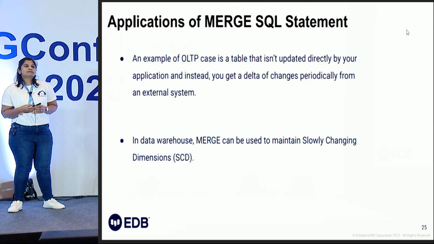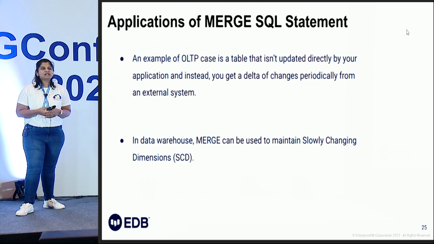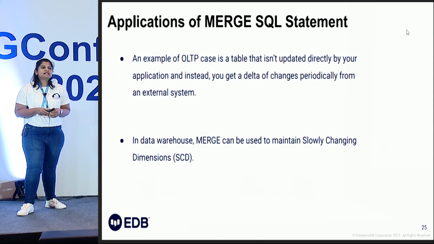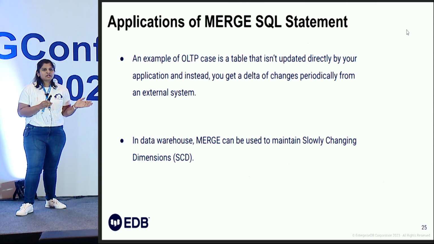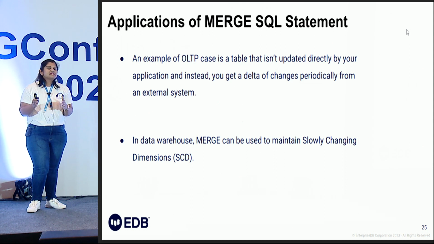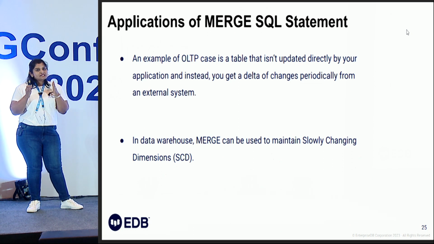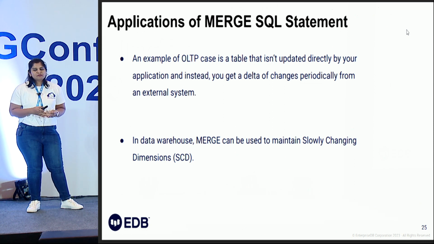So here are some of the practical applications of merge. Merge has use cases both in OLTP as well as data warehousing. One such example for OLTP: consider there is a table that the application is not directly updating. Instead, it takes the delta of the changes periodically from an external source. In such cases, you can load this data into a staging table, consider it as the source table, and merge it to a target table. In such applications, merge is very helpful.